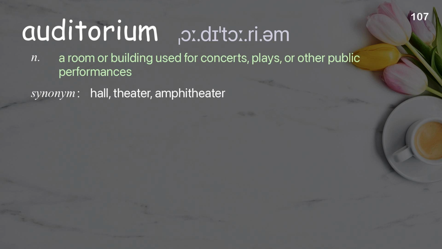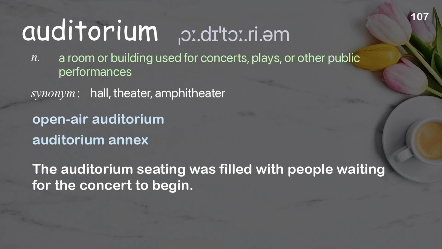Auditorium. A room or building used for concerts, plays, or other public performances. Examples: Open-air auditorium. Auditorium annex. The auditorium seating was filled with people waiting for the concert to begin.